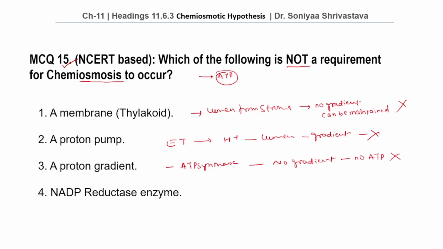Option number 4, NADP reductase enzyme. NADP reductase is important for making NADPH during the light reaction. But chemiosmosis itself does not require this enzyme. ATP synthesis can occur without NADP reductase also. This is our correct answer.